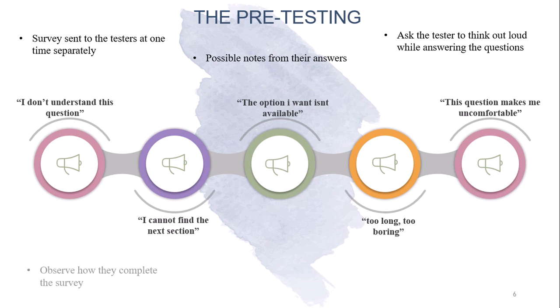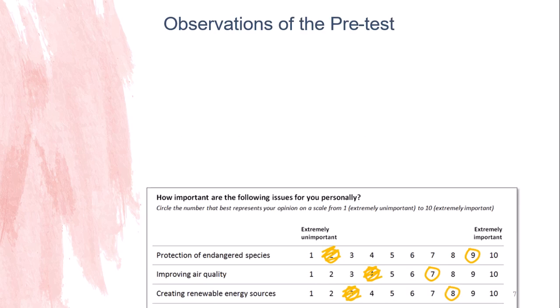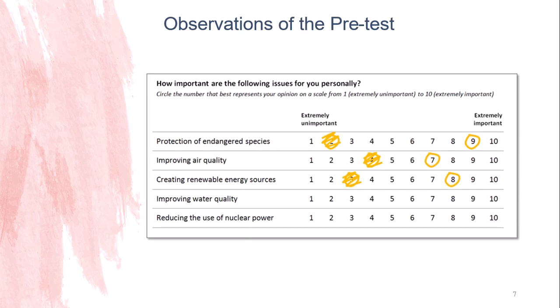Observe how they complete the survey. You should also observe them completing the survey. Look for the places where they hesitate or make mistakes. The next slide is going to be an example for that. This is an indication that the survey questions and the layout are not clear enough and need to be improved. Keep notes on what you observe.